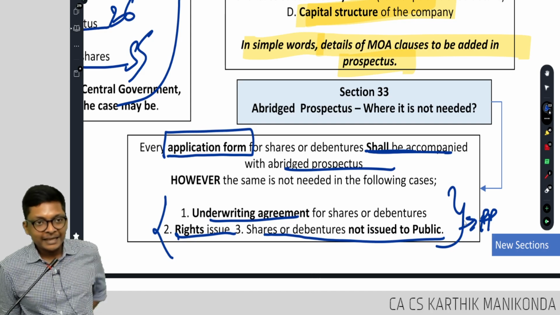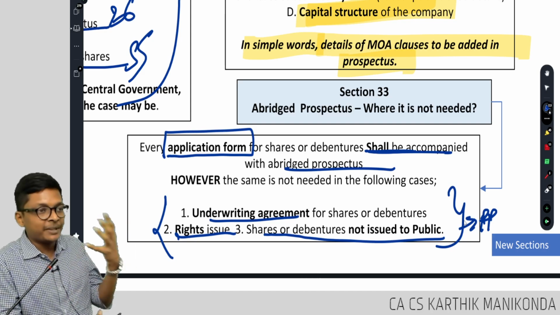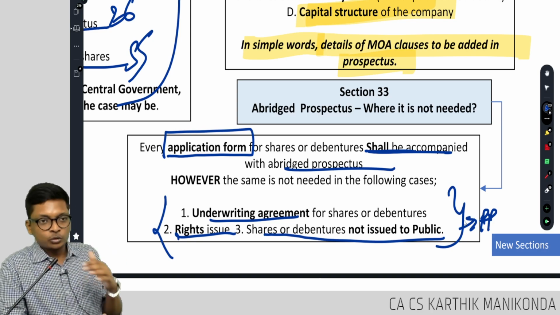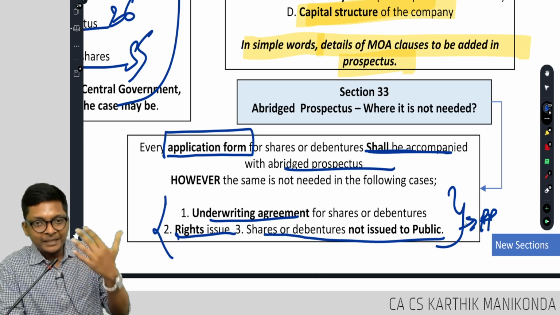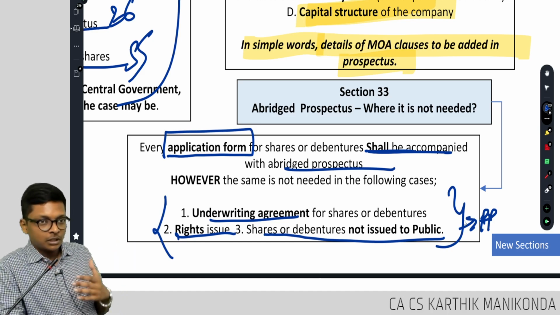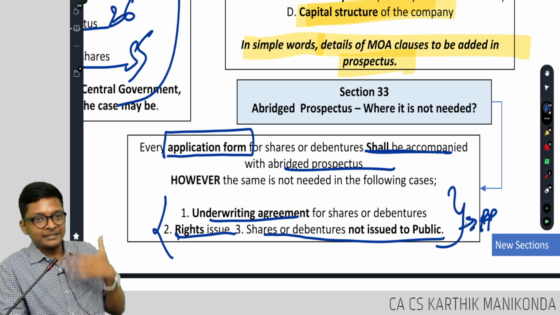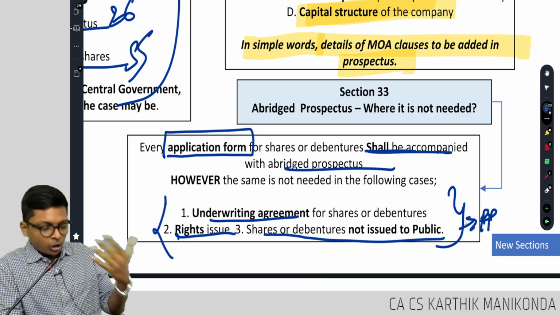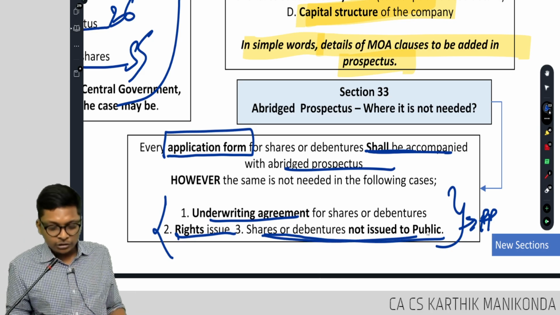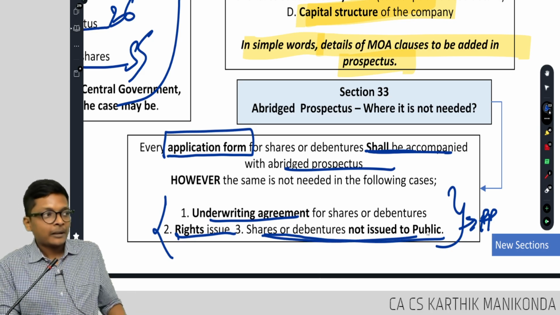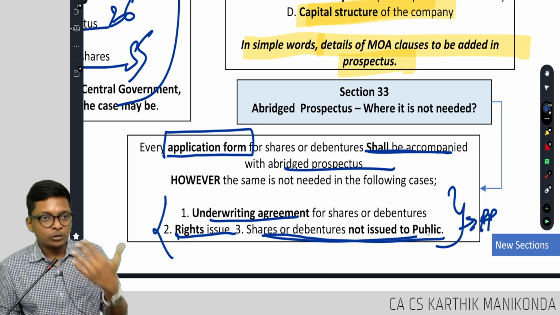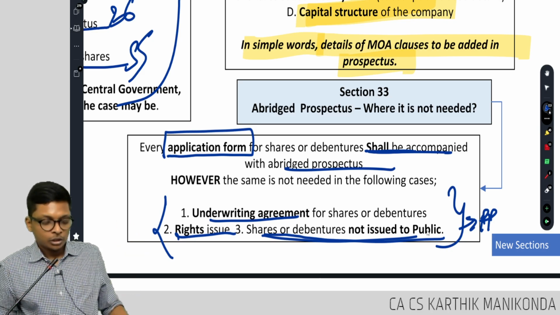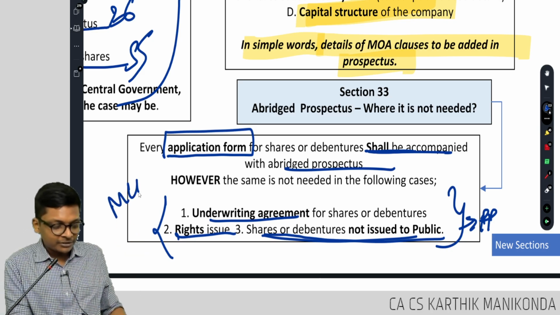Logic. Underwriting agreement, the bank will already check the terms. It's a big one party. Rights issue, they already know about us. Why give data again? Can I keep telling the same thing again and again? Same topic, 150 hours, dividend chapter. So you already know about this. Then shares or debentures not issued to the public. That means private placement. Private placement means known persons only. Why give full data? So this can become an important MCQ question.